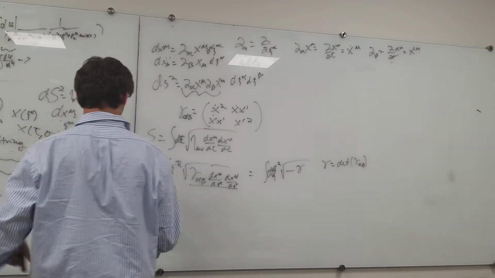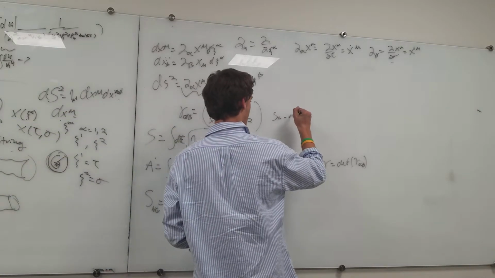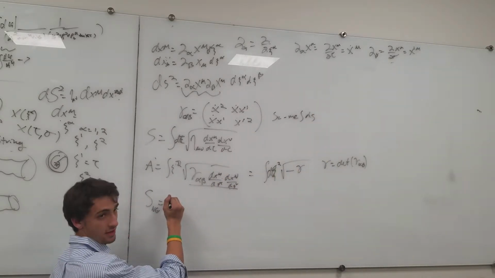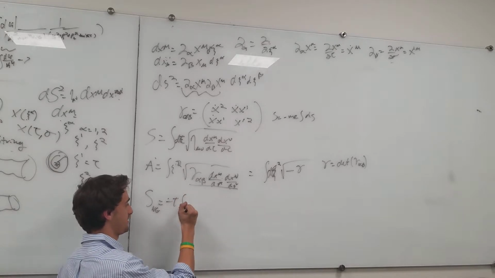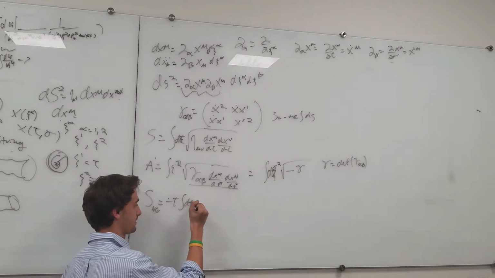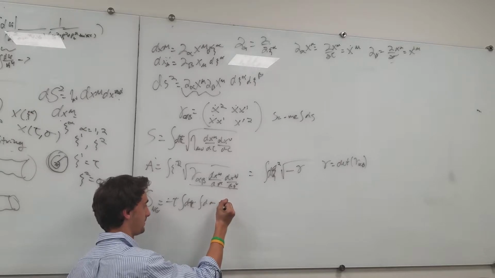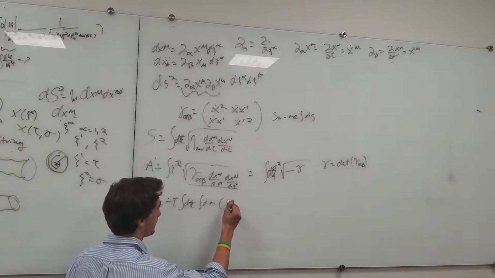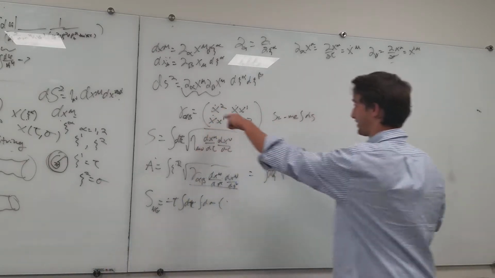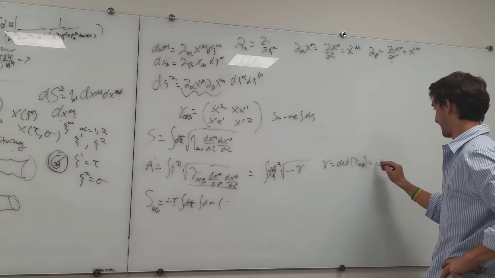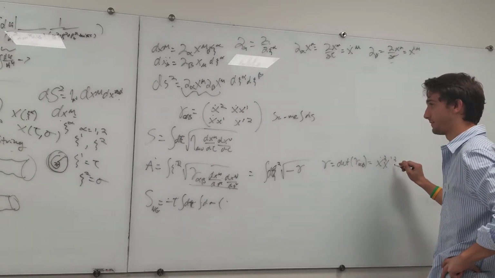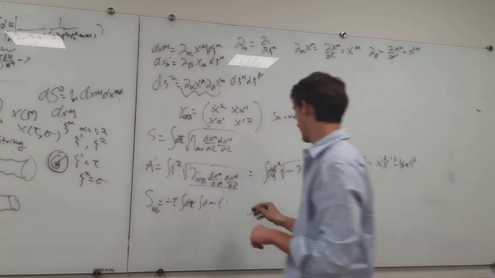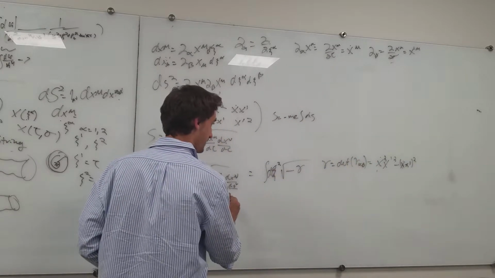So we had the action for a point particle as minus mc squared, or minus mc ds. So we're gonna have this action, can you guys see? It'd be minus T, d tau d sigma, and then the determinant of that. When you take the determinant of this matrix, you get x dot squared, x prime squared, minus x dot times x prime, squared. So we're gonna have this in here.